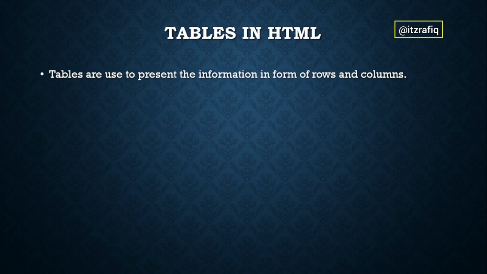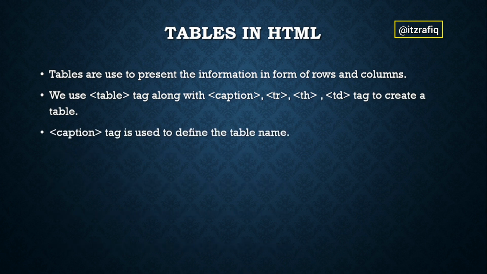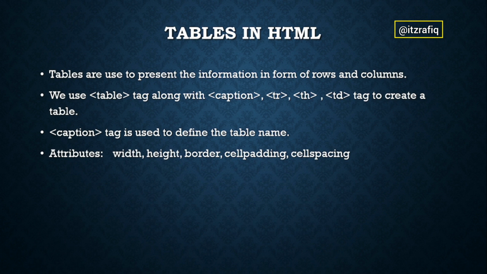Tables in HTML. Tables are very useful to represent numerical data or information in terms of rows and columns. When we represent the numerical information in a table, it is very easy to read and understand. In HTML, we use the table tag along with caption, tr, th, and td tags. We use the caption tag to define the table name, tr tag to define the table row, th to define the table heading, and td to define individual cells of the table.